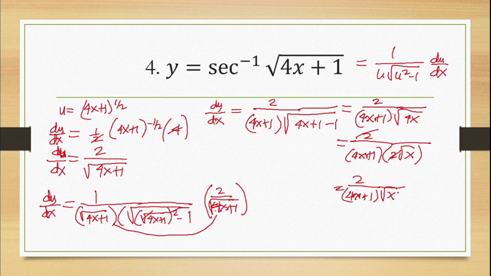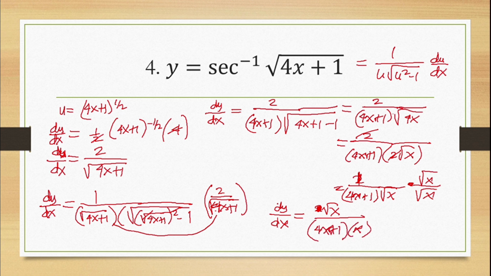To remove the square root of x in the denominator, you have to multiply it by the square root of x over the square root of x, based on algebra. So dy over dx is equal to 2 square root of x over, so this is cancelled, right? This is 1, by the way. So the square root of x over 4x plus 1 times x. So this is the answer: the square root of x over 4x plus 1 times x. So that's all about number 4.